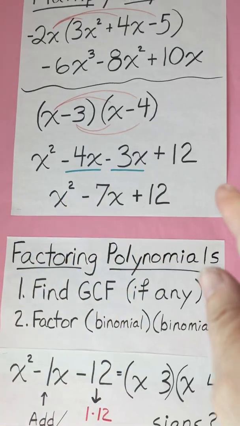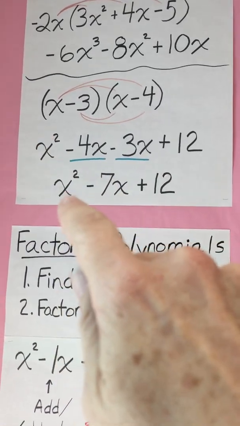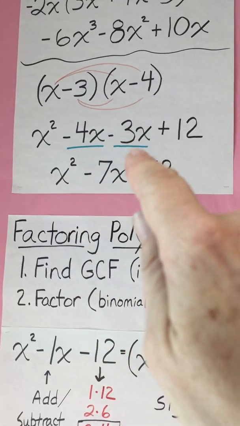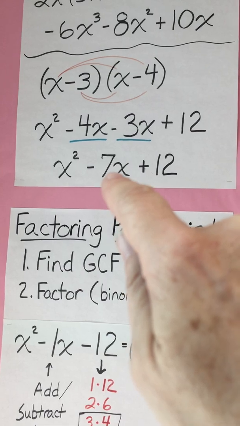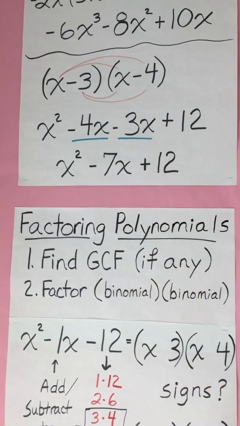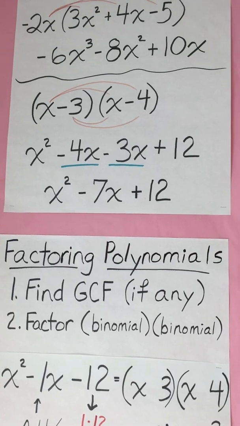Now that the parentheses are gone, like terms, the x and the x go together. So x squared just stays x squared. Negative 4 minus 3 is negative 7, and you don't change the x's. They stay x's. And then plus 12 on the end stays plus 12 because there are no other like terms. So there is your multiplying a binomial.